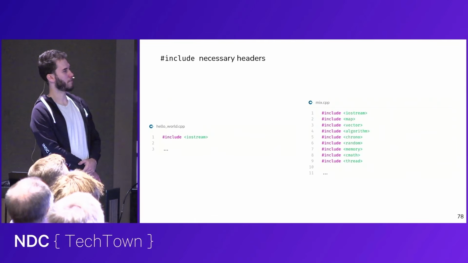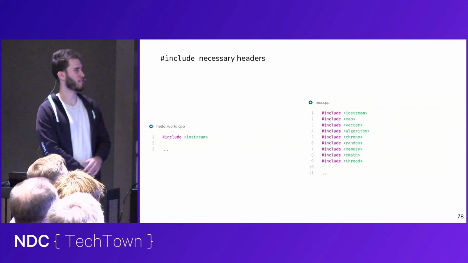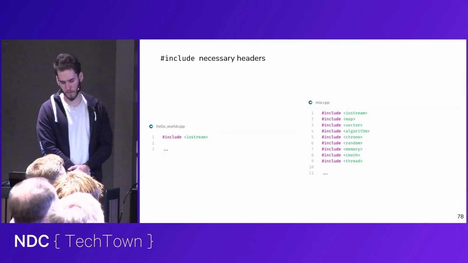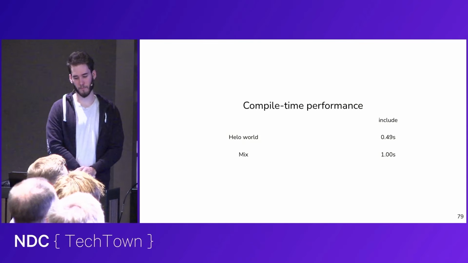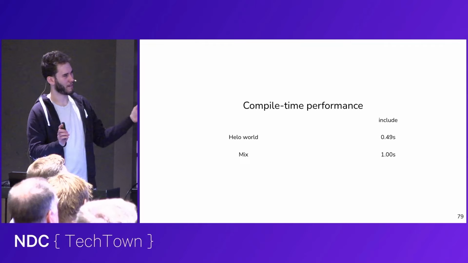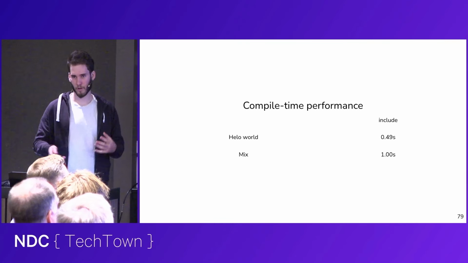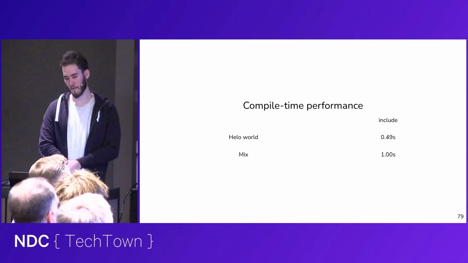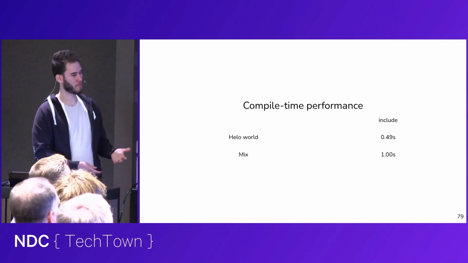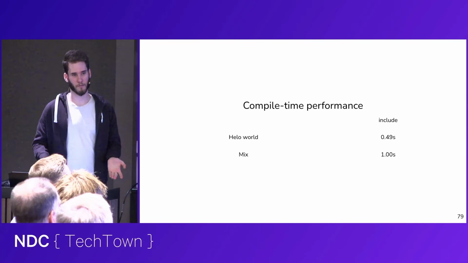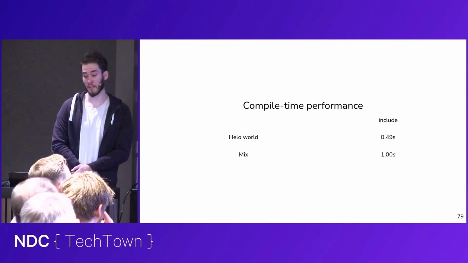If we include all of the necessary headers, so include IOStream in the first one and include everything else in the second one, we get compile time performance that looks something like this. And again, don't try to really understand the compile time performance in absolute numbers, but try to take a look at the relative numbers. So, of course, the function that includes more code and does more operations takes longer to compile. That's not really any surprise.